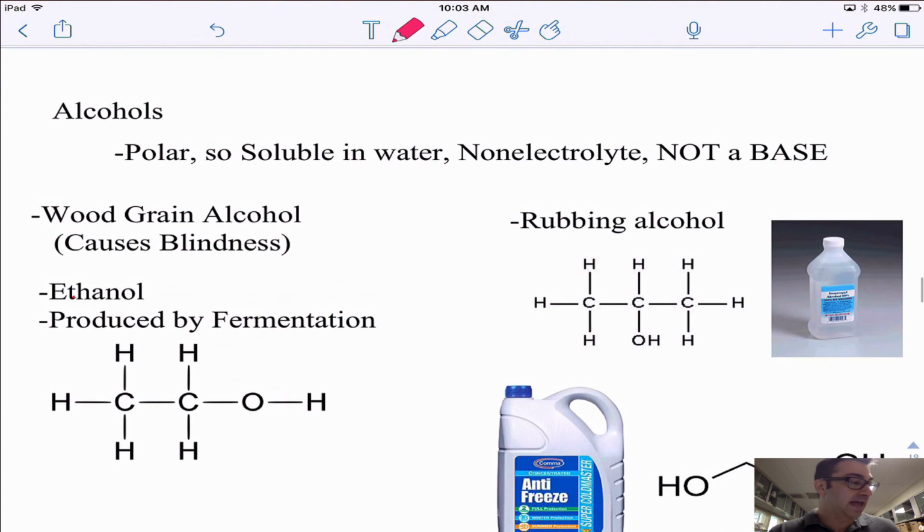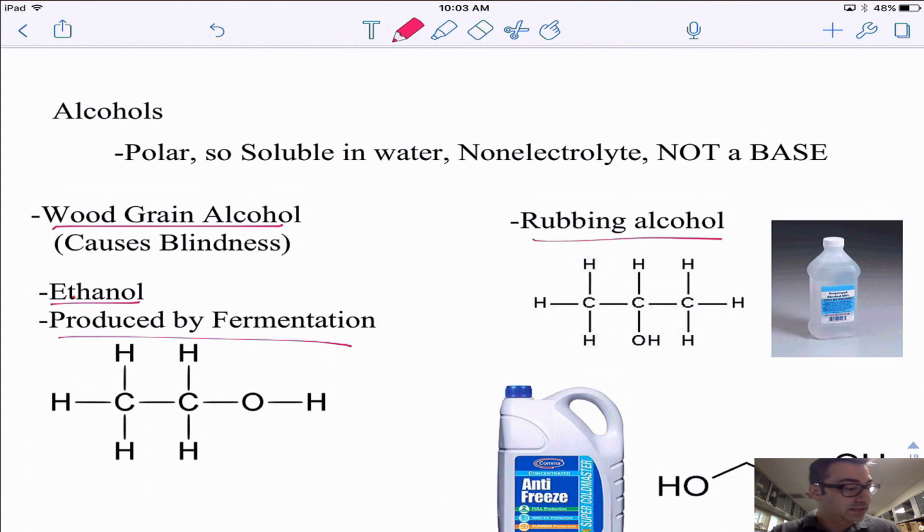Alcohols, these have some common uses. Wood grain alcohol, this is something that you could ferment wood with. Unfortunately, if you try and drink it, it's methanol, it causes blindness. Ethanol is drinking alcohol. It's produced by fermentation, which we'll get into next time. But ethanol is also now used as a fuel additive to regular gasoline. It's produced from corn and soybeans.